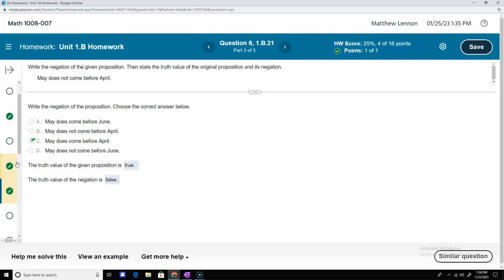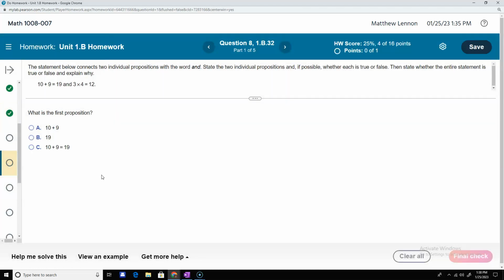Okay, so that's that question. Let's look ahead a bit. Okay, so we've got a conjunction here. We've got the and statement. And we want to determine if the statement is true or false. Remember, for an and statement to be true, we have to have both statements being true. 10 plus 9 is 19, and 3 times 4 is 12. So this is going to be true.